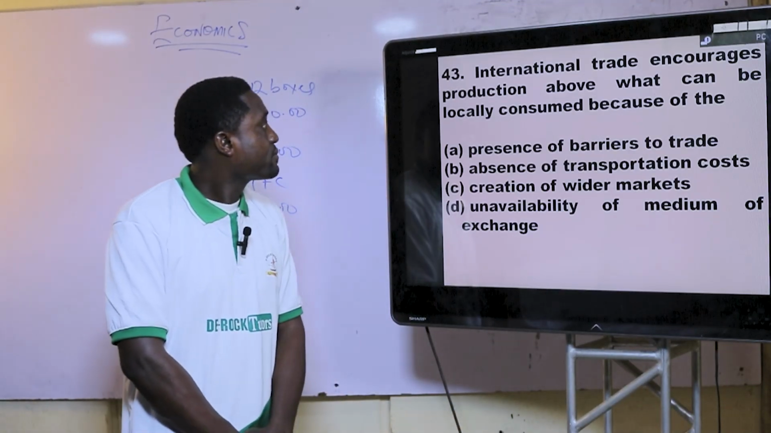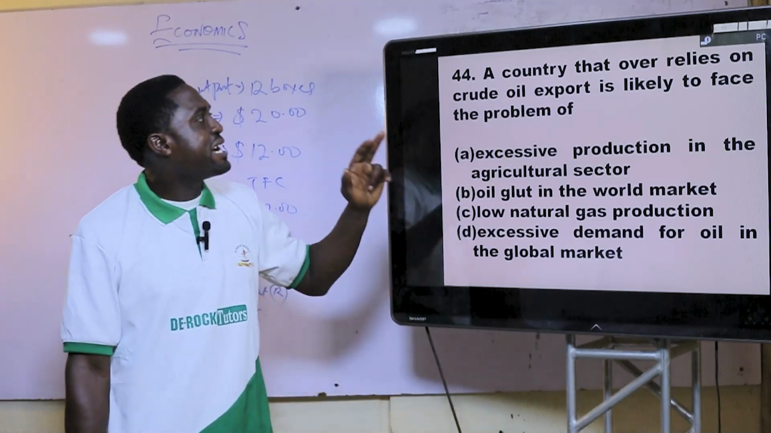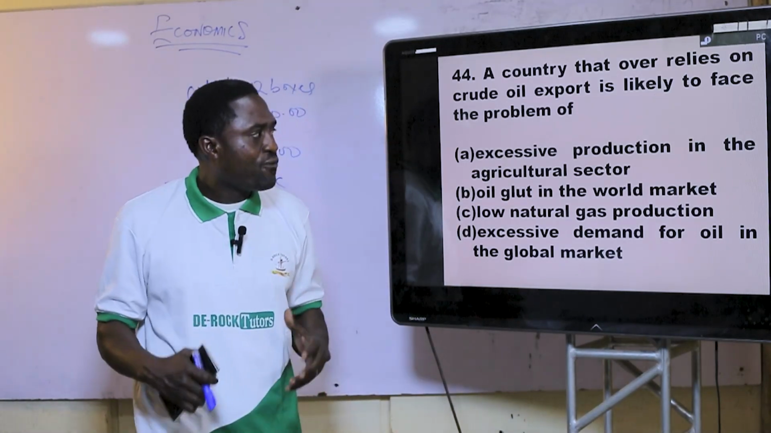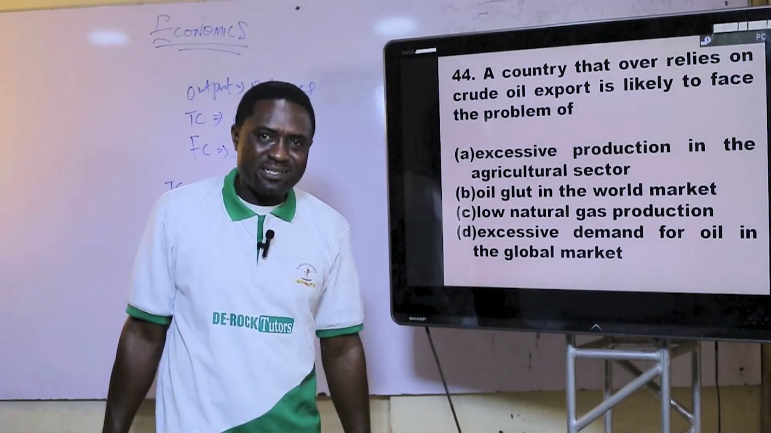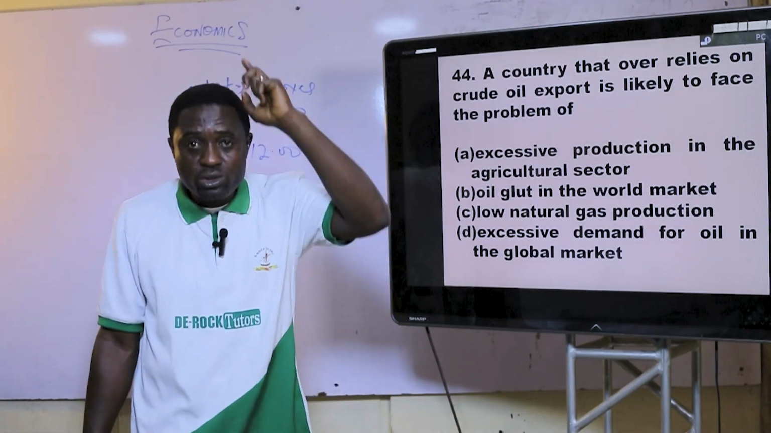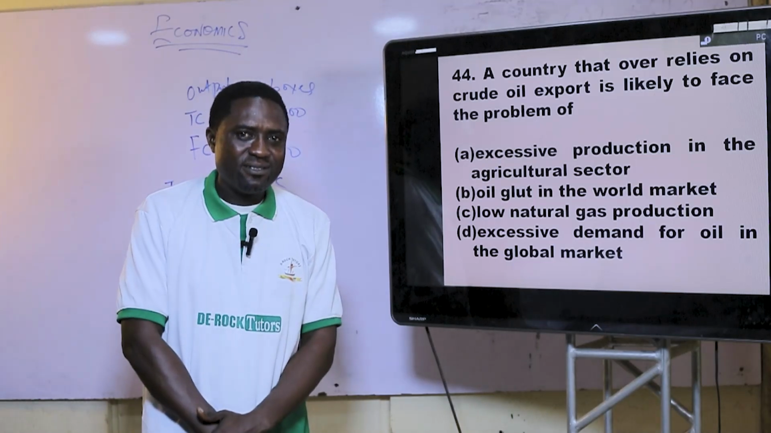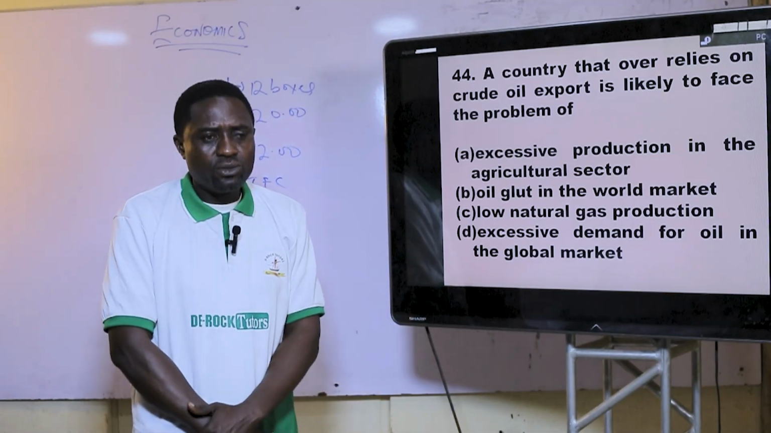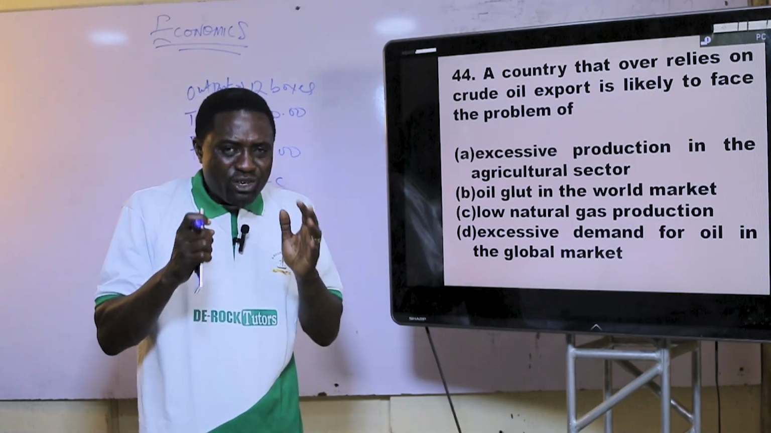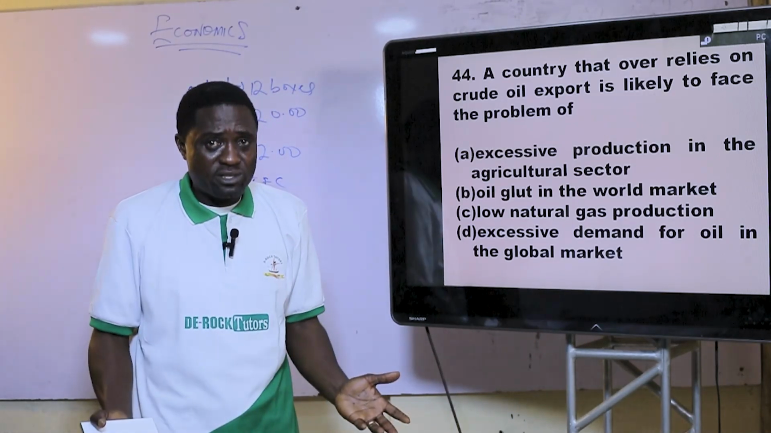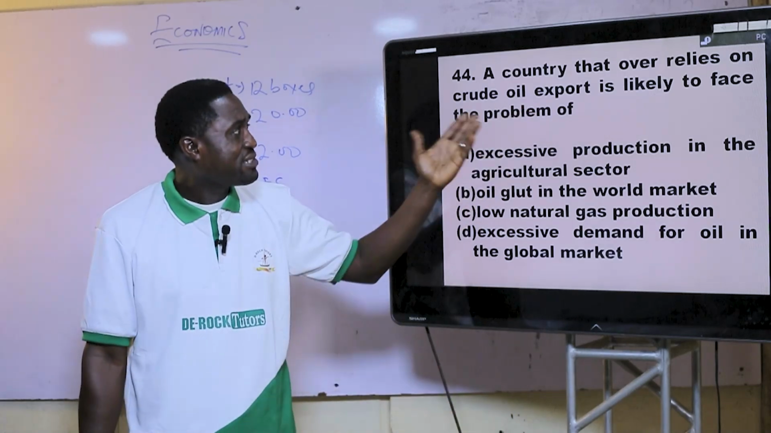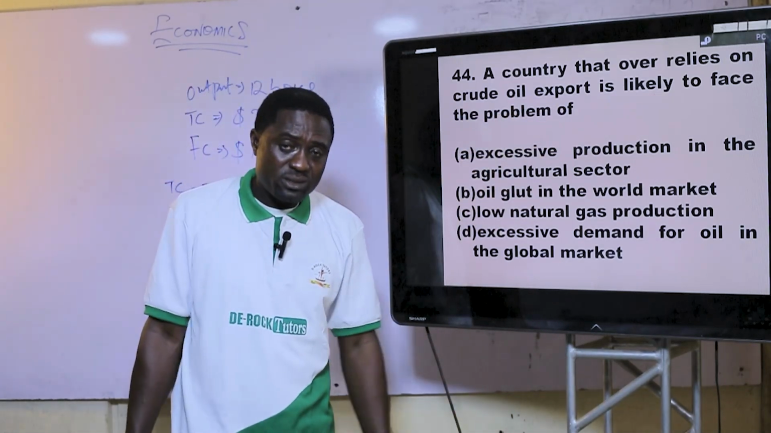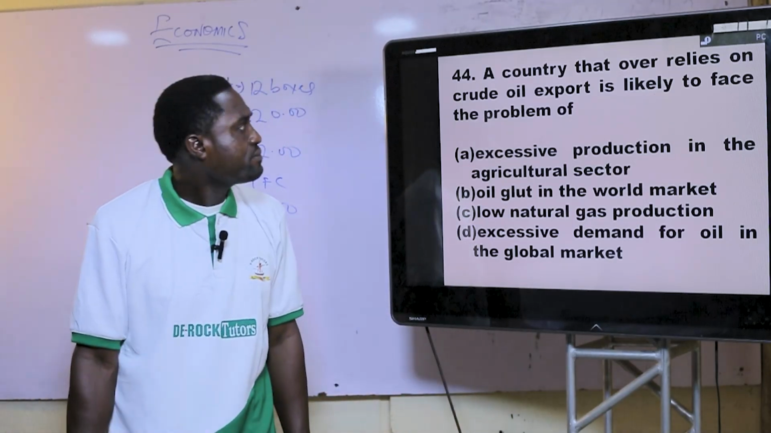The next question, 44. A country that over-relies on crude oil exports is likely to face the problem of what? Oil glut in the market. You rely on oil alone, there will be oil glut in the market. That is the negative, that's the adverse effect. In relying on a particular commodity, there will be oil glut in the market. A country that over-relies on crude oil exports is likely to face the problem of oil glut in the world market.